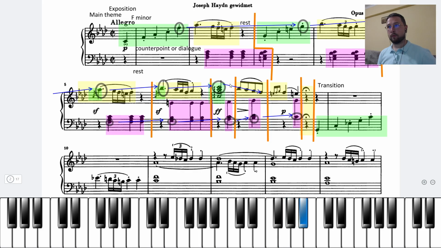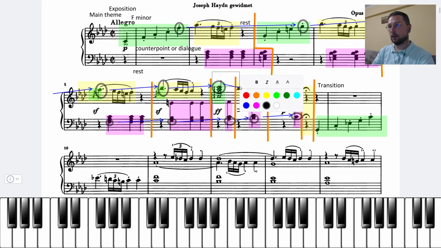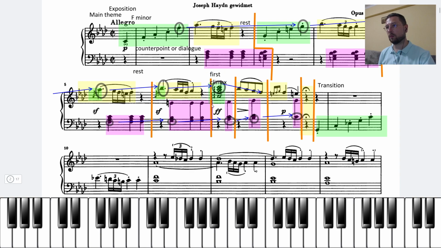So that's what we're seeing. It's also the point of maximum tension. It's the first climactic point. It's this little climax where we're seeing a fortissimo within a piano, which is kind of remarkable. And after that, this descent and dissolution into the main chord.